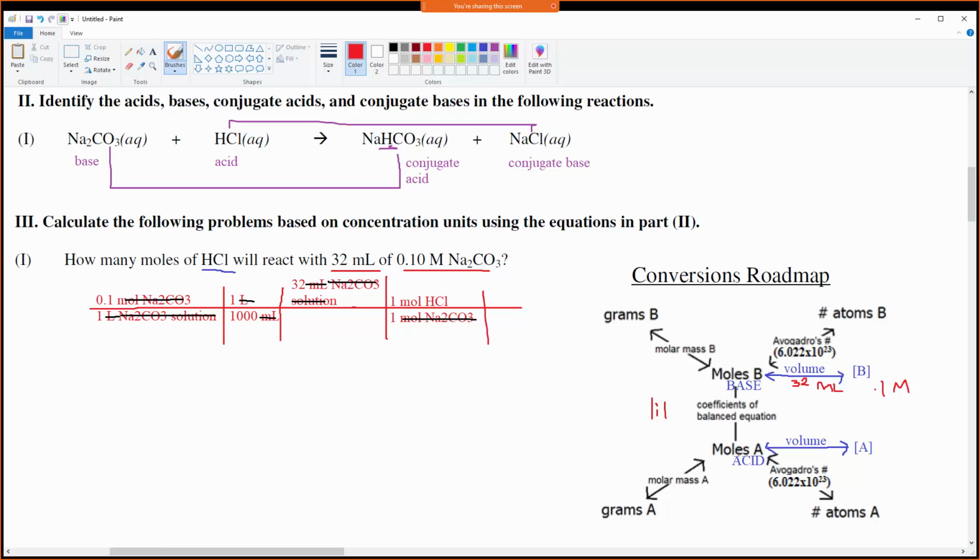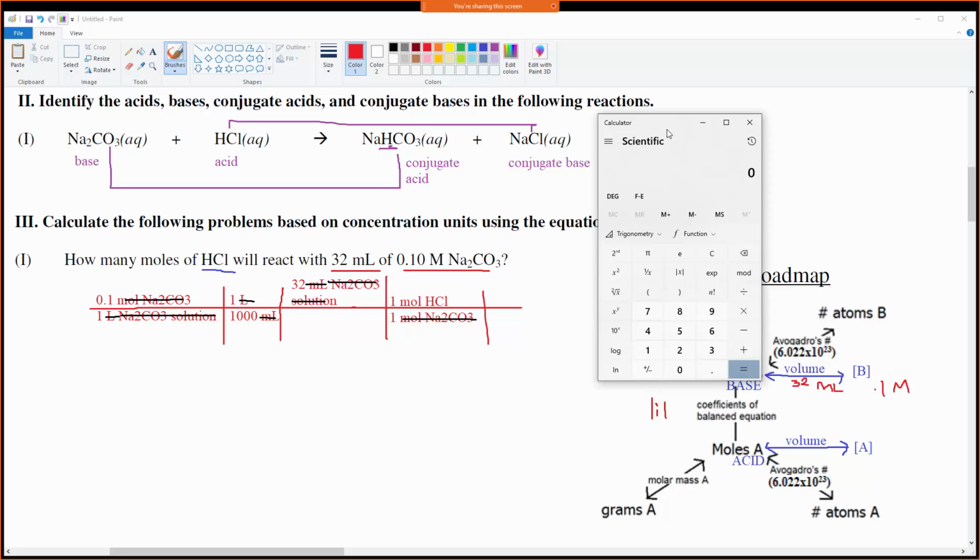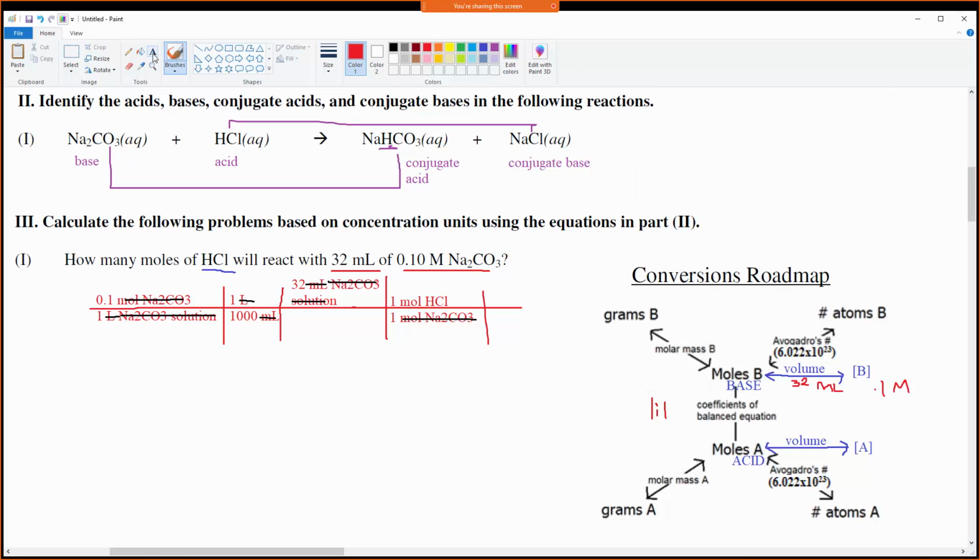I'm like ready to keep on going. But no, we can stop here. We don't need to keep going. That's why you're supposed to always note what your target is before you get started so you don't just overshoot it. Okay, so 0.10 mole per liter divided by 1,000 milliliters in a liter multiplied by 32 milliliters times 1 divided by 1 gives me 0.0032 moles of HCl.